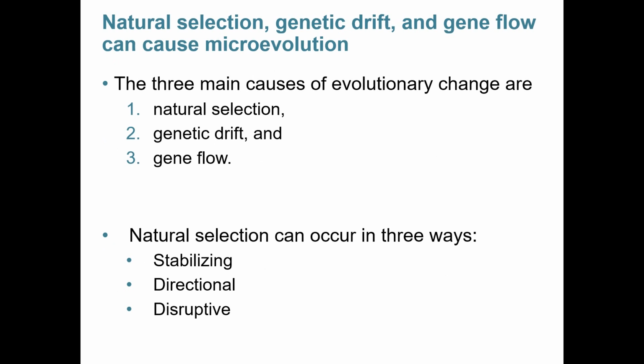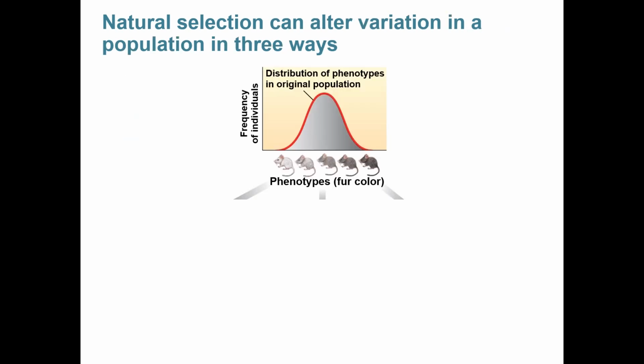When we think of evolution, we often limit this idea to natural selection, but there are actually three main causes of evolutionary change. Natural selection is only one of them. Genetic drift and gene flow are the others. There are also multiple types of natural selection: stabilizing, directional, and disruptive. So let's talk about how these might differ from each other.